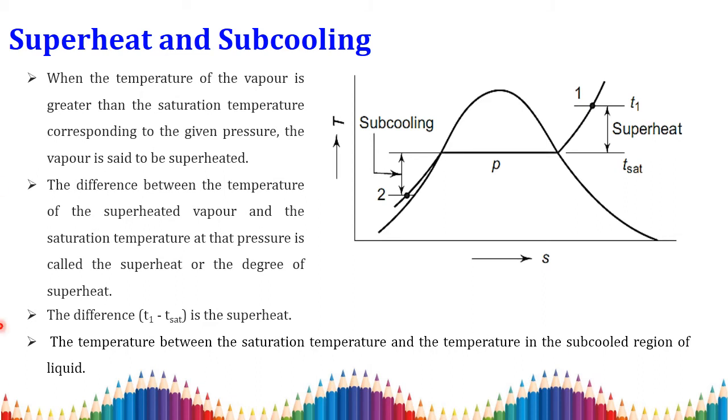Then we need to know about superheating and subcooling. When the temperature of the vapor is greater than the saturation temperature, the vapor is said to be superheated. This is your superheated temperature, and this is the saturation temperature of the vapor. The difference between the given vapor temperature and the saturation temperature is called the superheat, or degree of superheat. From the diagram, T1 is the superheated temperature and T saturation is the saturation temperature. So the degree of superheat can be calculated by T1 minus T saturation.